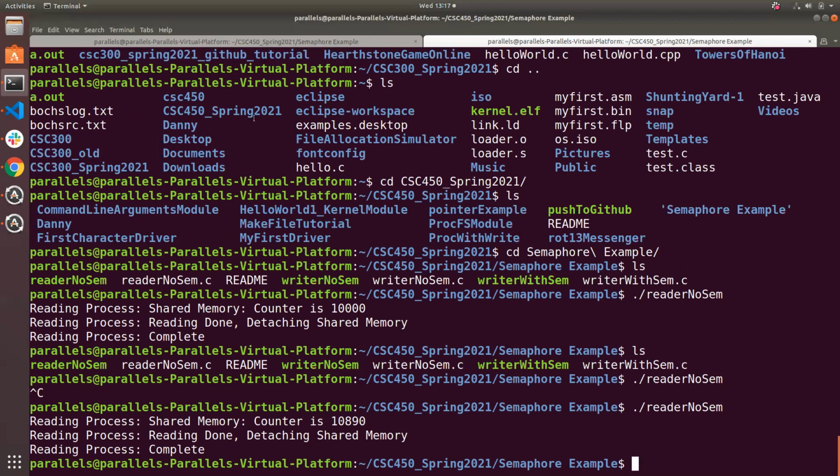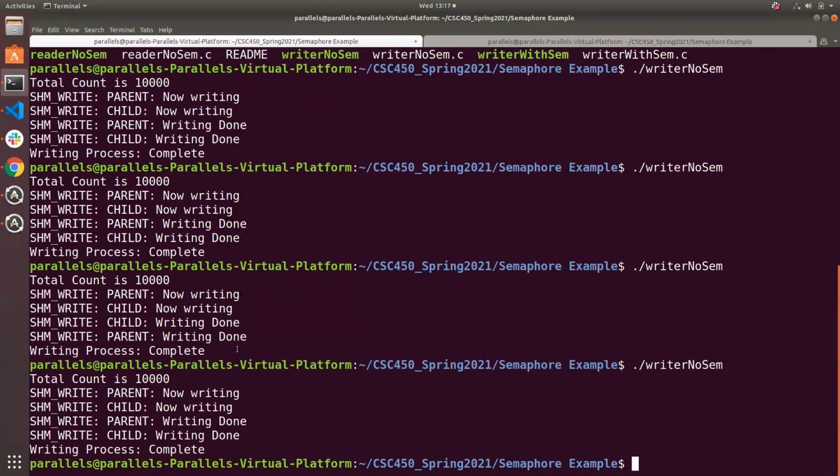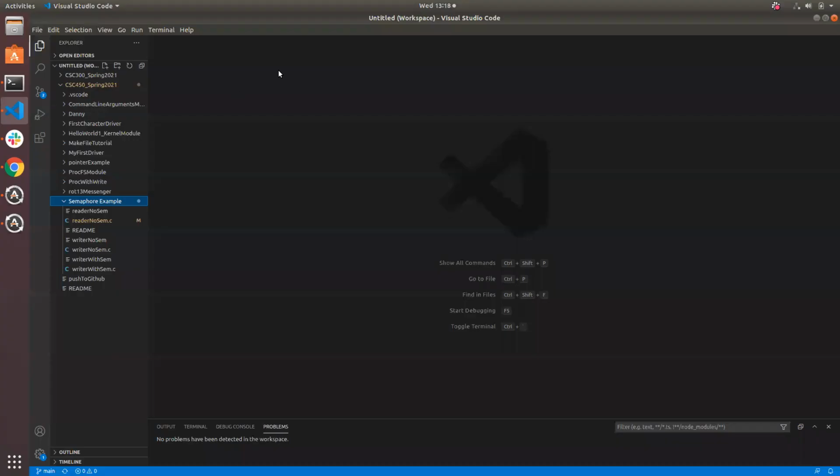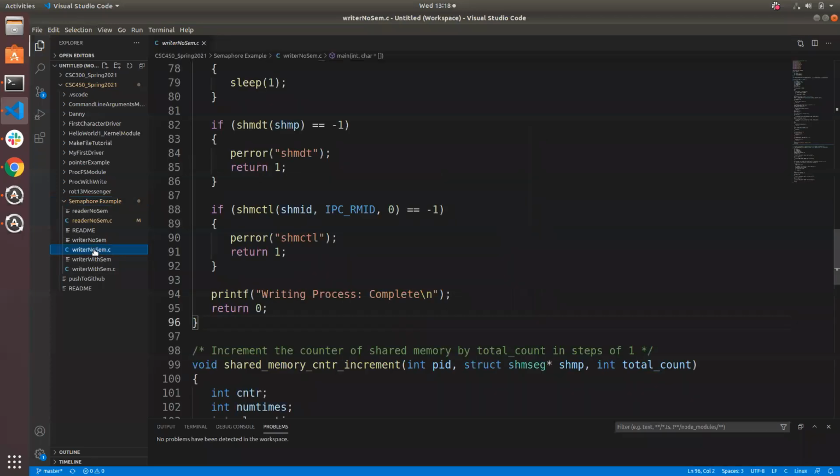So the question here is why am I getting a different counter when I read from our shared memory that is not protected by a bouncer, by a semaphore? What's the rationale? What did we come up with? Probably has something to do with the semaphore, right? So what do we think? We open up the code and look at our writer, no sem.